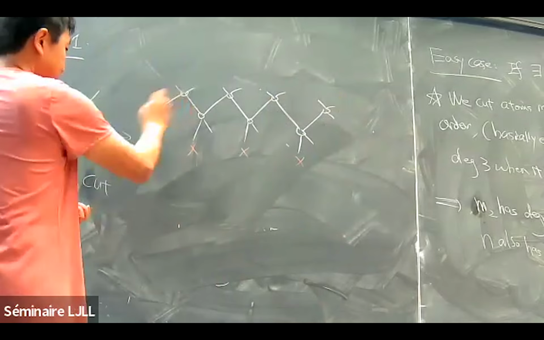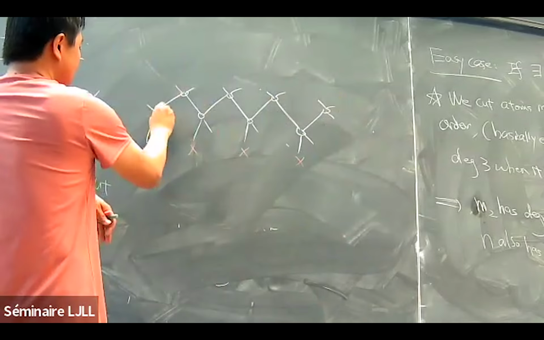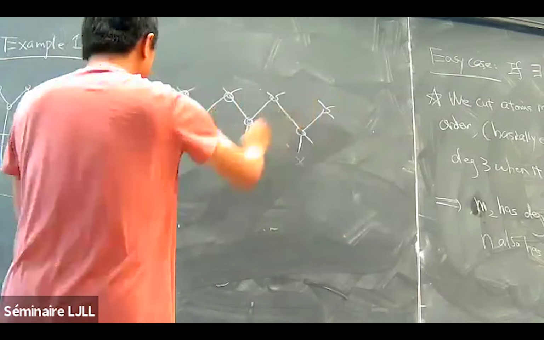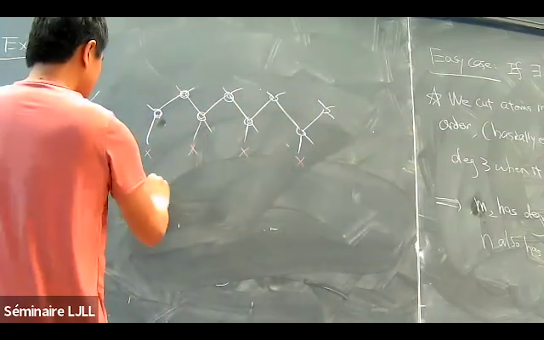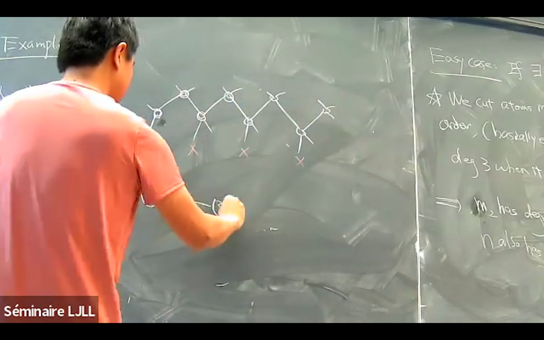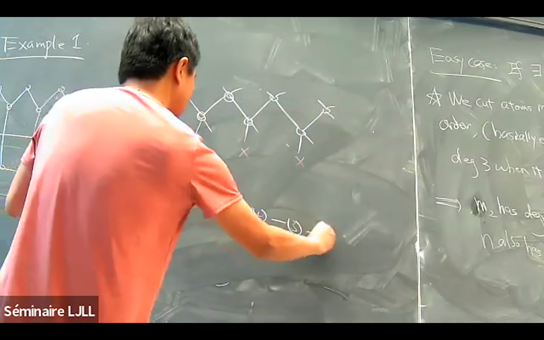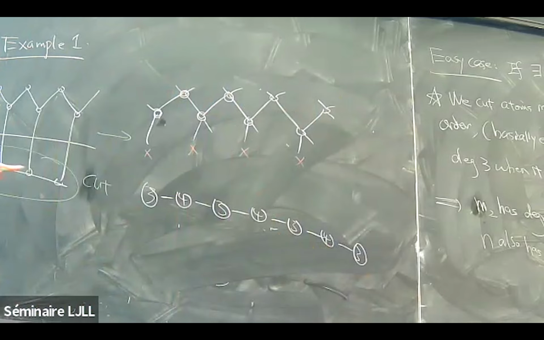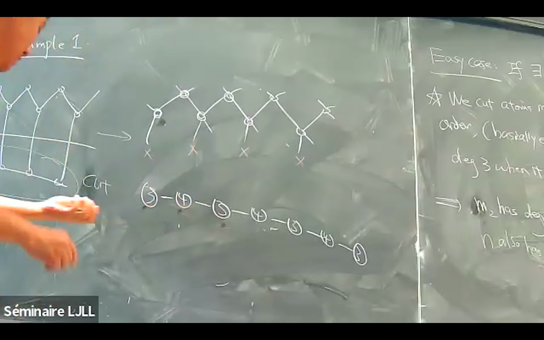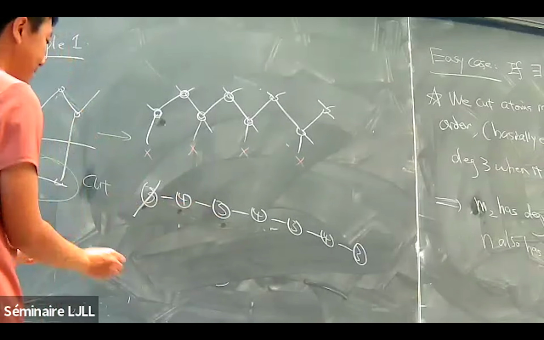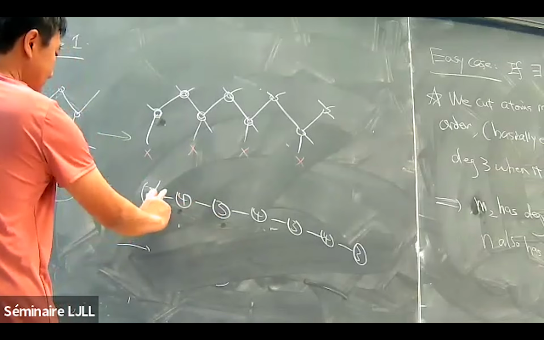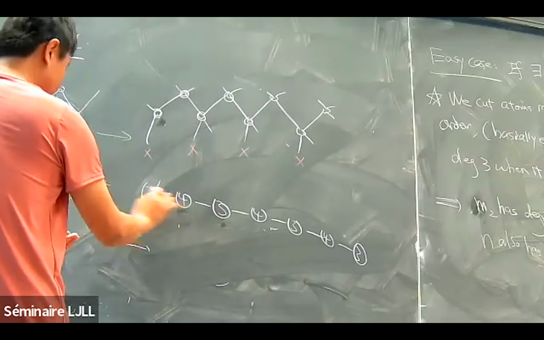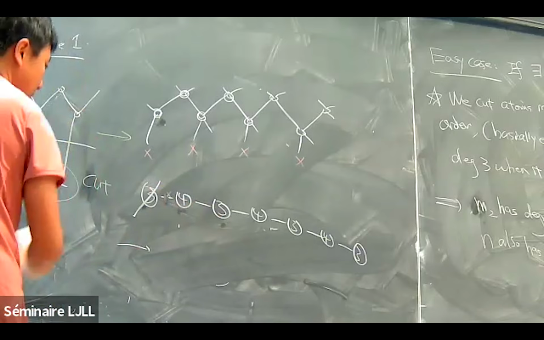Okay, so apparently you think this guy has degree 3, this guy has degree 4, degree 3, degree 4, degree 3, 4, 3, 4. You can abbreviate it as this. Now see, the key thing is that the degree 3 atoms are separated by degree 4. So let's say if we cut this degree 3, then we break this edge and we get a cross here, turning this degree 4 into degree 3, fine.